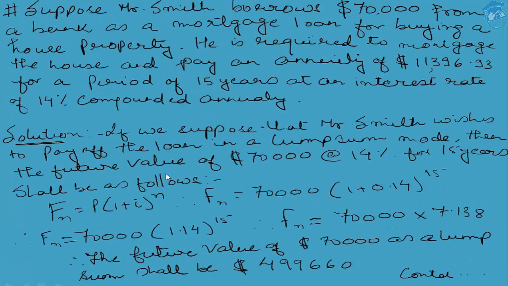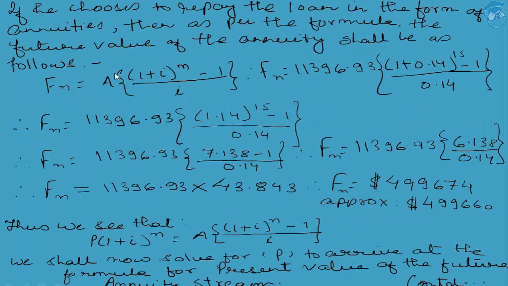This present value which we got over there, that is 70,000, when it is increasing by I% rate of return for n number of years, it is giving us 4,99,660, and the same amount is being obtained when Mr. Smith is opting for repayment of the annuity amount against the same number of years and the same rate of interest. So both the figures are fetching him the same amount.